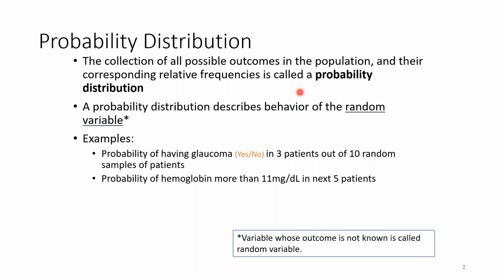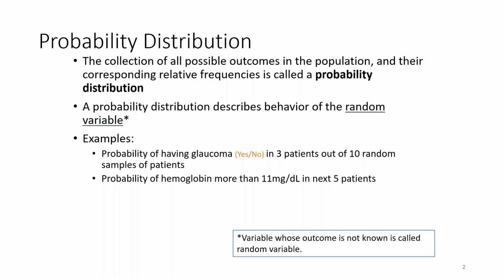That pattern is observed by the probability distribution. So we can say a probability distribution describes the behavior of the random variable, any variable whose outcome is unknown. For example, if we are dealing with a patient and we don't know what their outcome will be, but we know the pattern of certain distributions and the chances observed in the past, we can estimate the probability of that distribution.